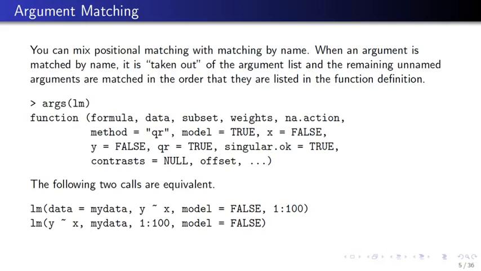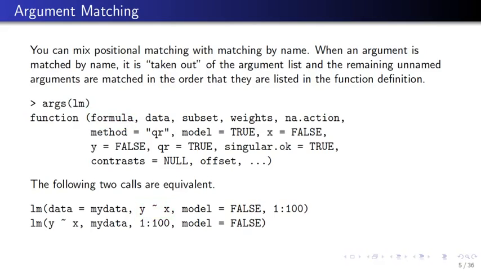And so the following 2 function calls are equivalent. I could have specified the data first, and then the formula, and then the model, and then the subset argument. Or I could specify the formula first, the data second, the subset, and then say model is equal to false. Now the reason why the first one is okay is because I match the data argument by name. You can imagine that that's kind of taken out of the argument list now. Then y tilde x isn't specified by name, so it's given to the first argument that hasn't already been matched, and in which case that's the formula.